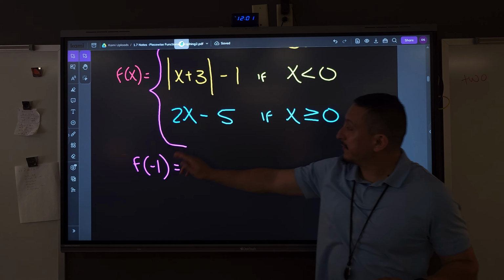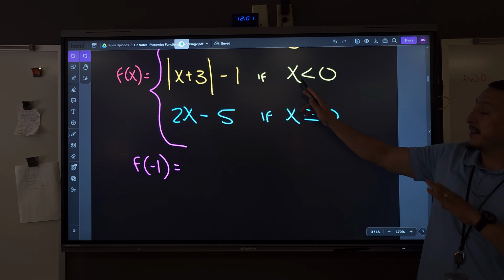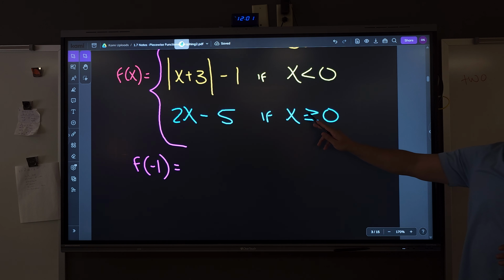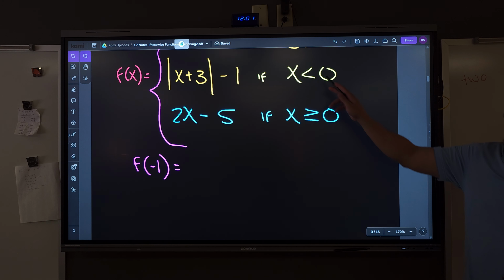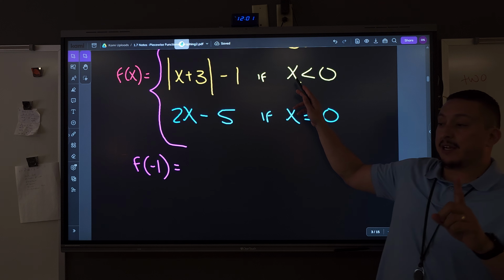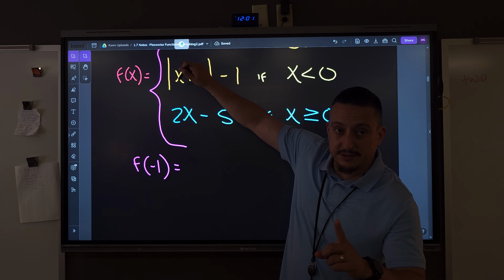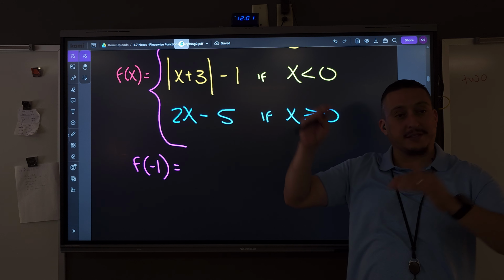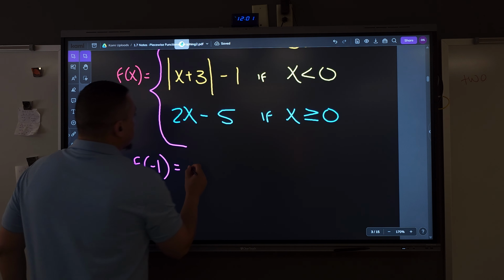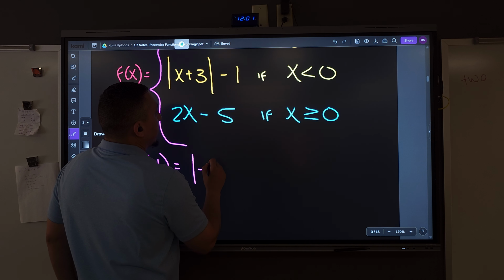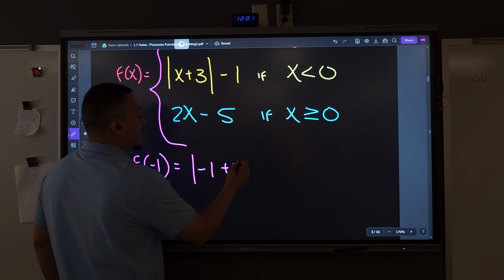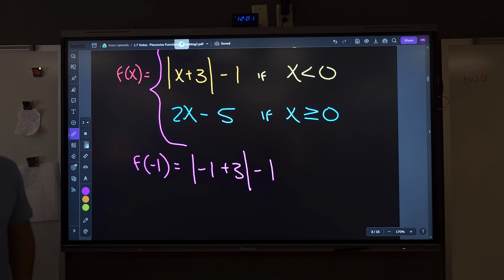If you put this -1 in here, is -1 less than 0, or is -1 greater than 0? Which one's true? Less than 0 or greater than 0? Less than 0. And so that means you're going to plug -1 into this one, not into that one. That's how you pick. That makes sense? Yeah. Okay. So we would say absolute value of -1 plus 3, absolute value, minus 1. That's how you decide where to plug it in.